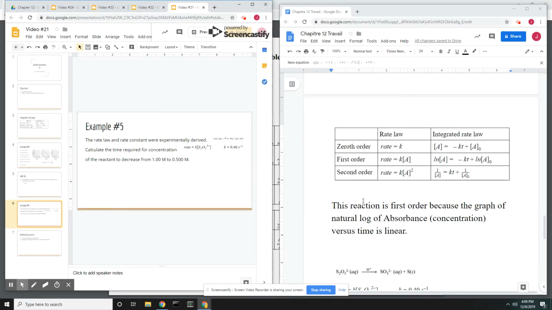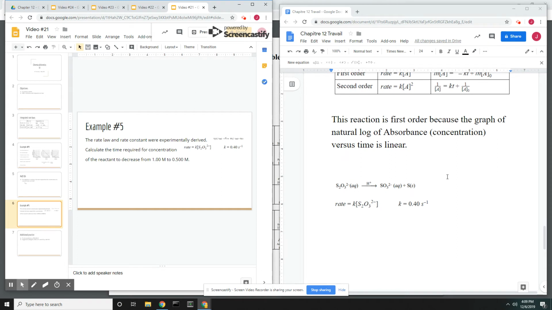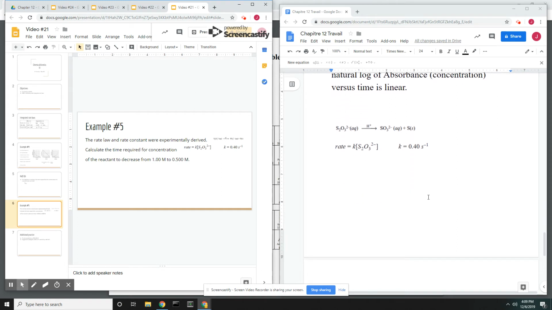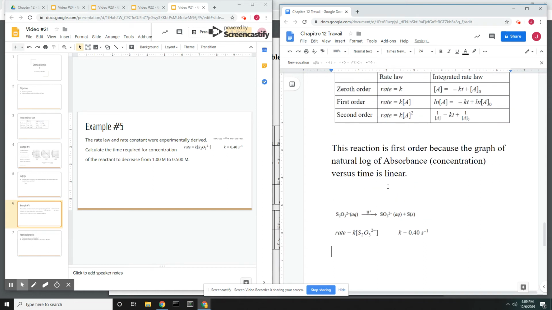Right, so you don't actually need half-life for this. We'll talk more about half-life in class, actually. But what I do need to realize is that this is a first-order reaction. Therefore, I'm going to be using my first-order integrated rate law.